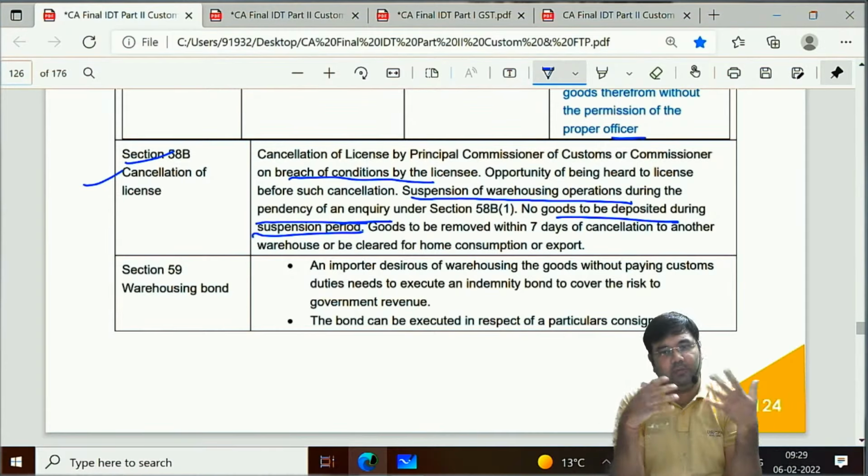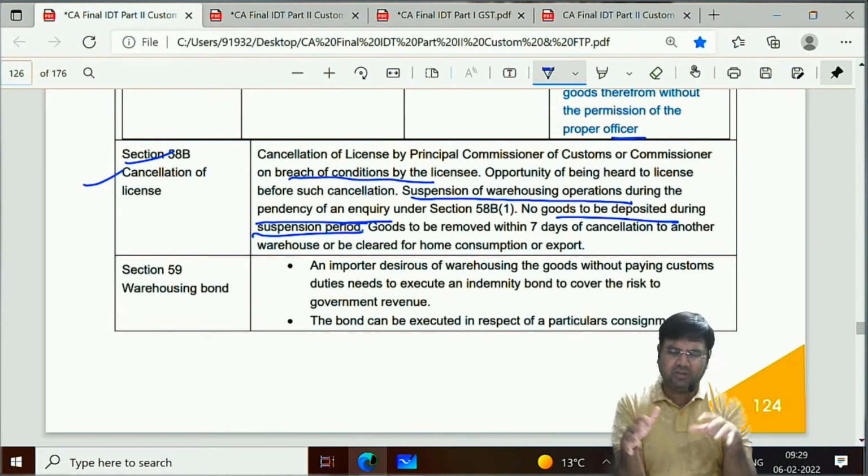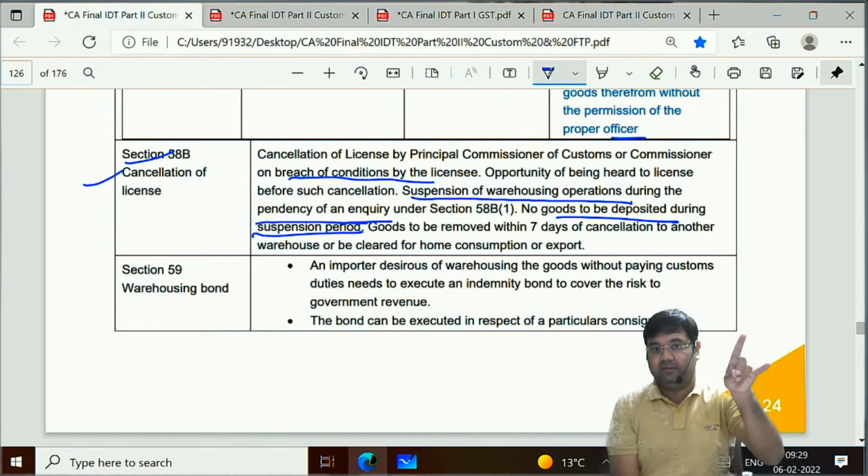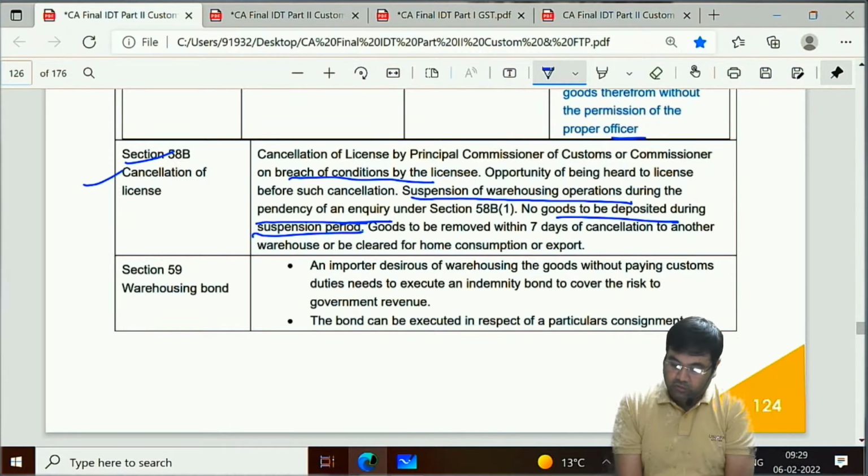Or there may not be any breach of condition, but the customs officer is thinking there is a breach of condition. So he is going to justify. If the Principal Commissioner or Commissioner is convinced, then they are going to revoke. Otherwise, they are going to cancel it. In case they take the decision to cancel the warehouse license, then what is going to happen now?